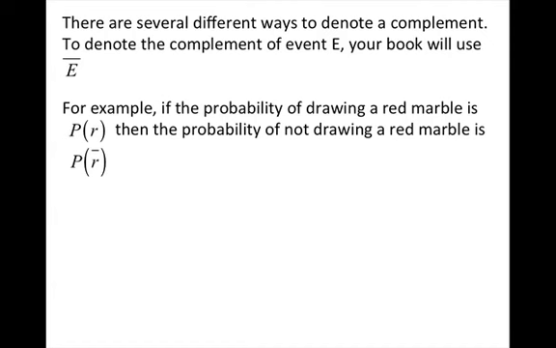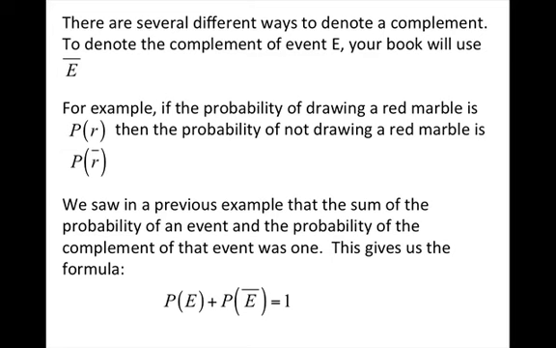Well, there's several ways to denote a complement. And as we looked with sets, if our event is E, the complement of E is going to be E with a bar over it. For example, if the probability of drawing a red marble is P of R, then the probability of not drawing a red marble is P of R complement, where the R has the bar over it.